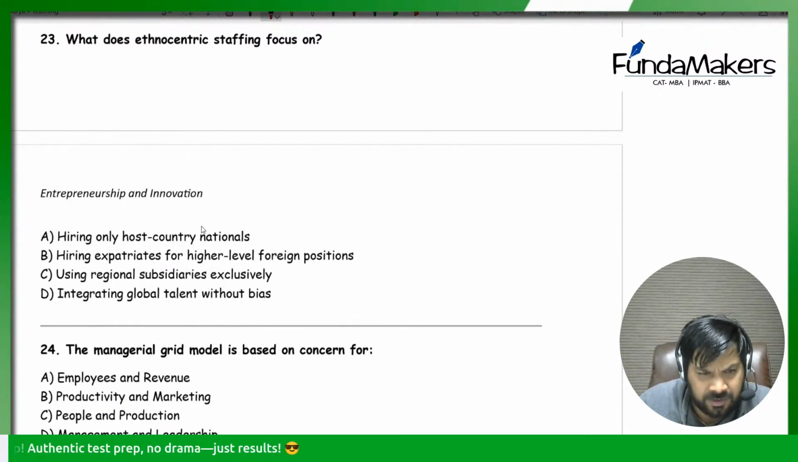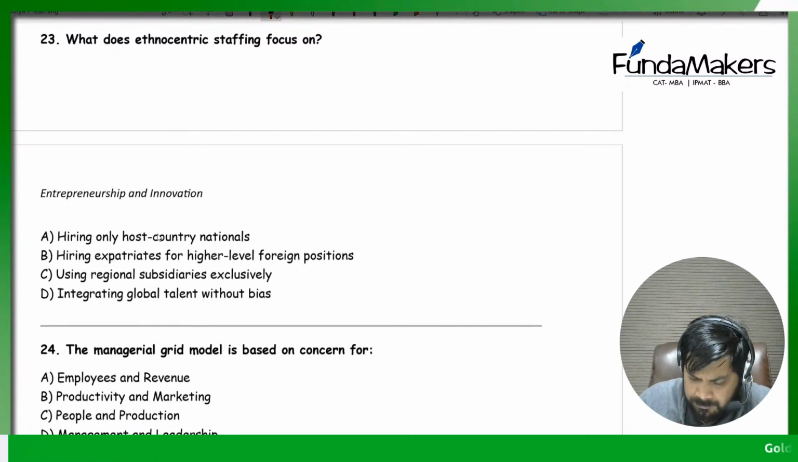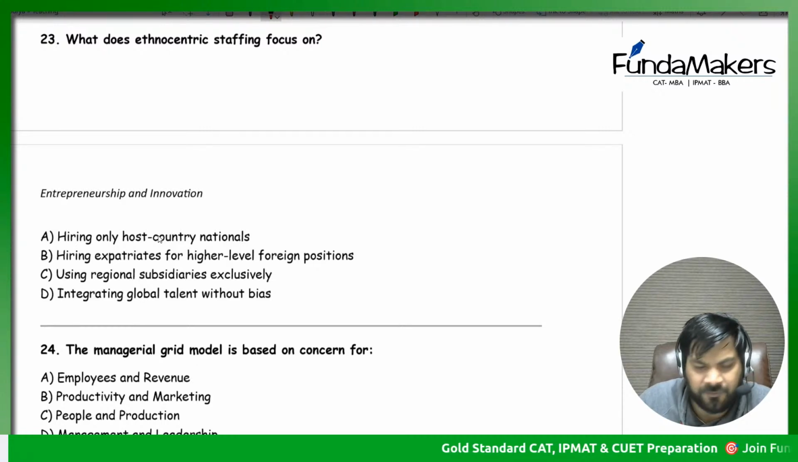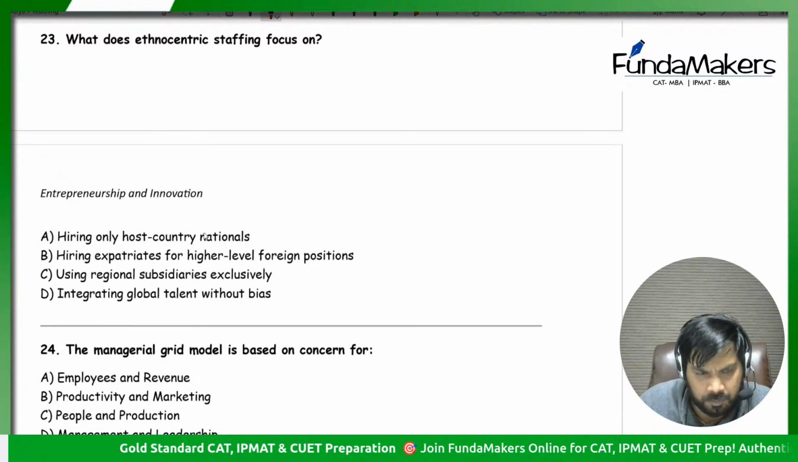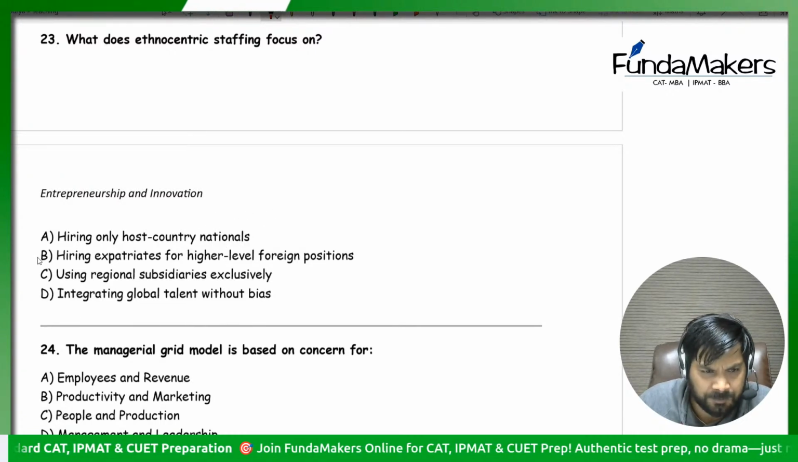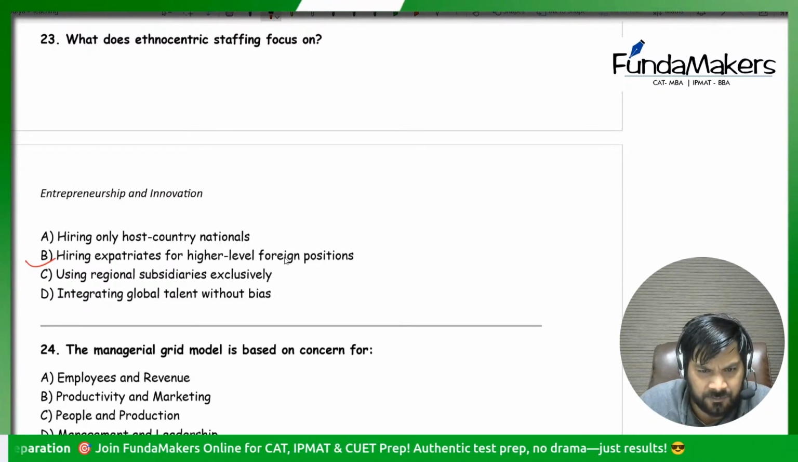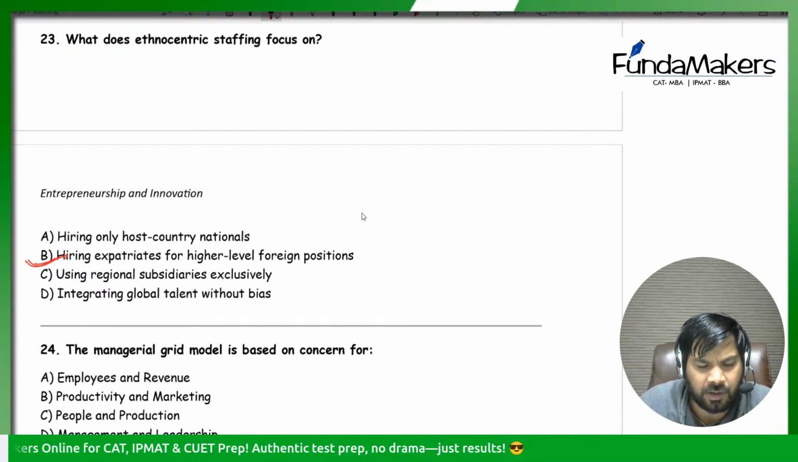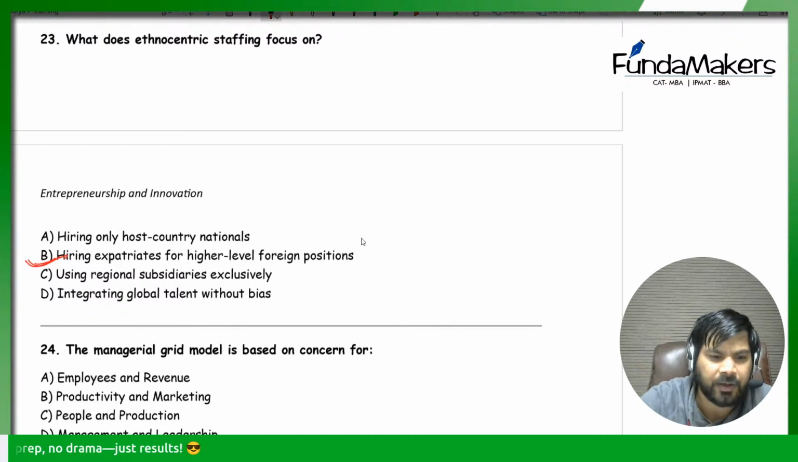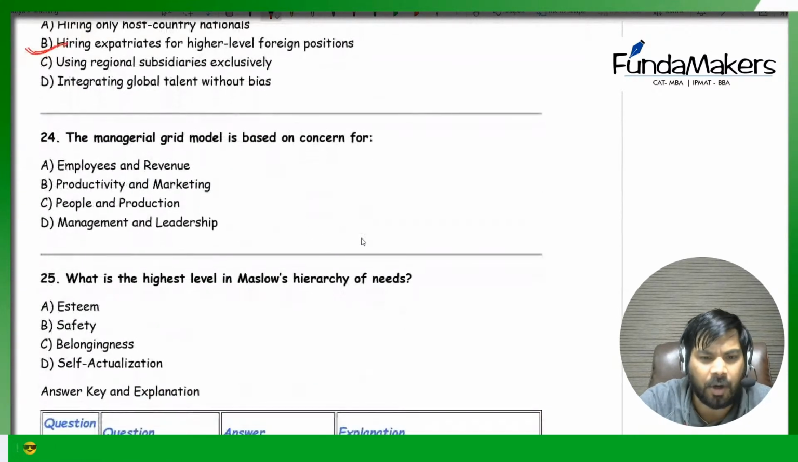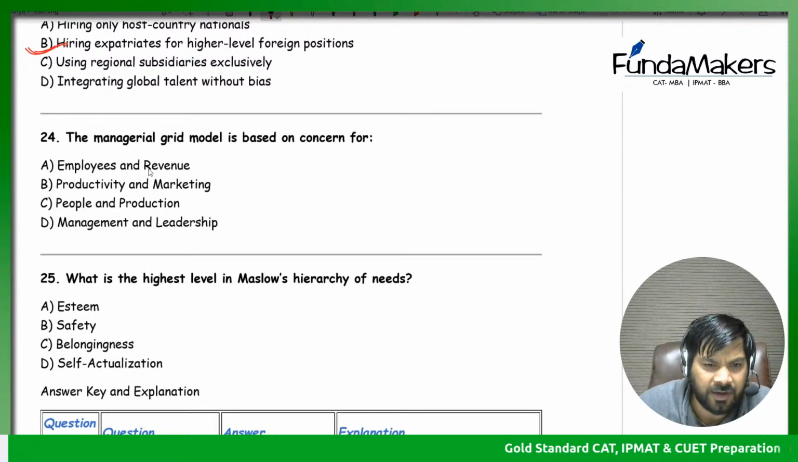What does ethnocentric staffing focus on? Ethnocentric staffing basically is, it's like, from one country you are managing foreign operations, right? So the correct answer out here, I think, should be B, hiring expatriates for high level foreign positions, right? So basically, you are sitting in one country and you are taking people from other countries to manage your business.